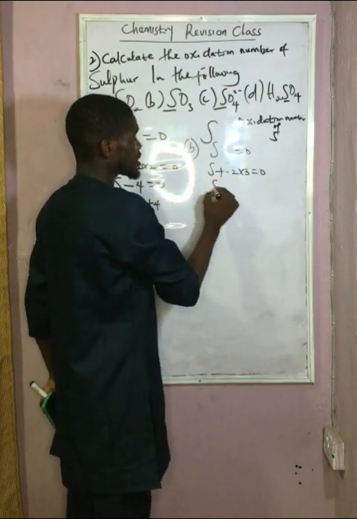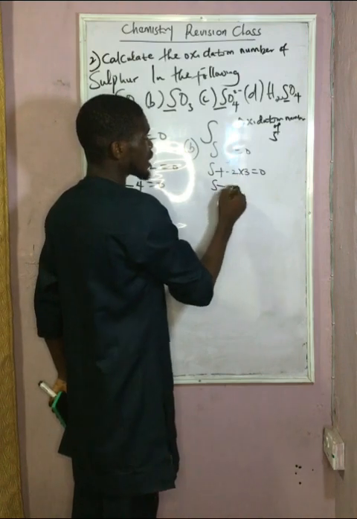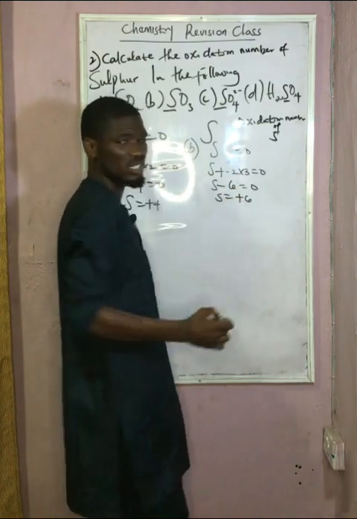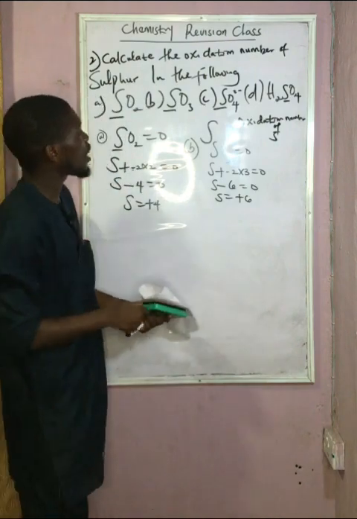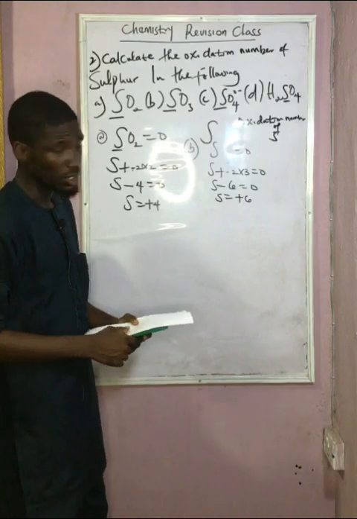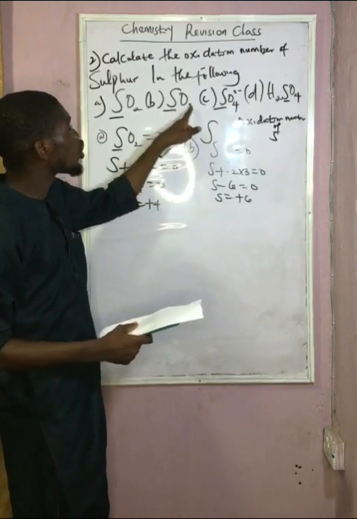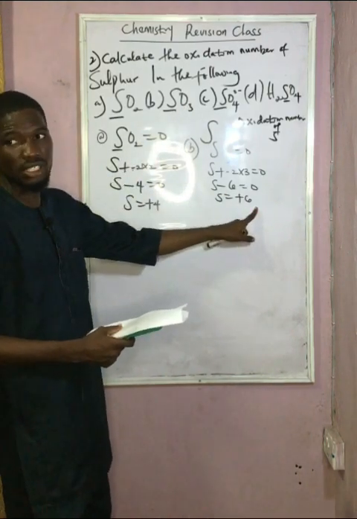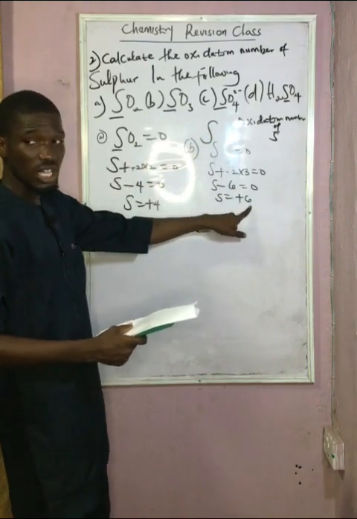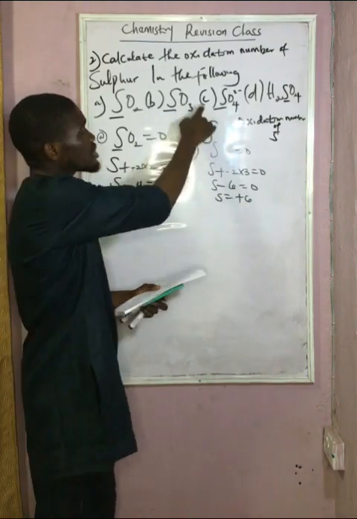Plus times minus, so what? -2 times 3, we have 6, is equal to 0. S is equal to what? Plus 6. So the oxidation number of sulfur here is plus 6. Is that clear now? So we can say trioxosulfate 6 acid. Again, trioxosulfate what? 6 acid. So let's take a look at this C.